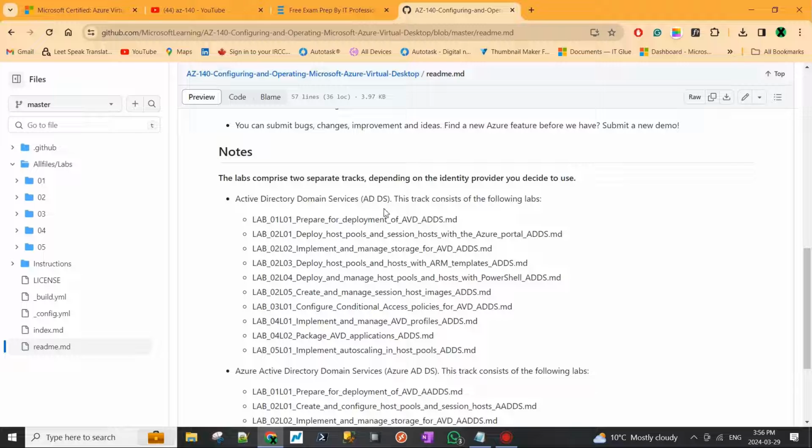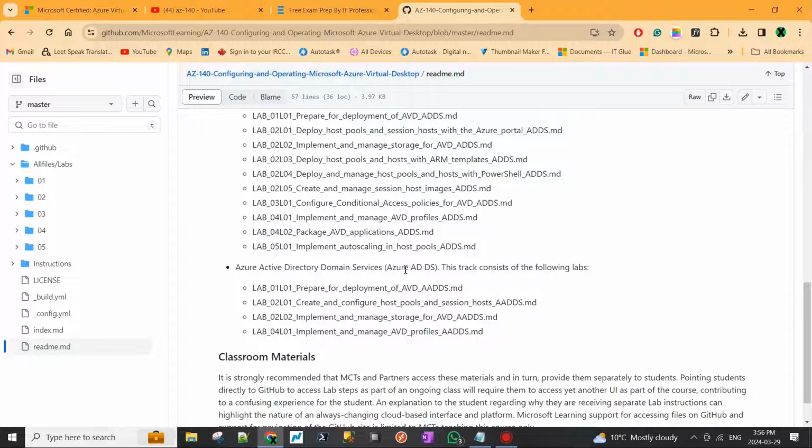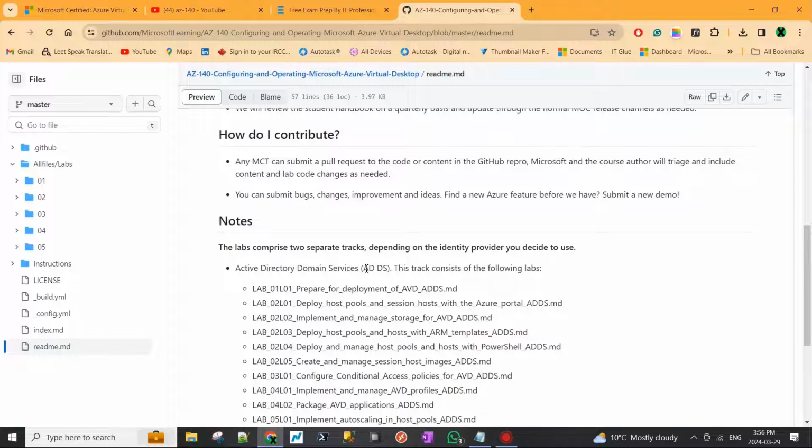So there is one with ADDS, which is Active Directory Domain Services. And the other one is Azure ADDS. So this is the paid service. It's basically the on-prem Active Directory, but that is being offered as a service by Microsoft. But this one is where you just simply set up a VM on Azure in the same VNet as your other VMs or client VMs.